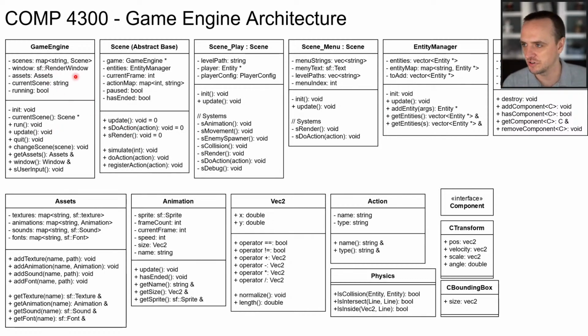We're going to have a game engine. We're going to have an abstract base scene class. We're going to have a gameplay scene, a menu scene, an entity manager, entities, assets, and animations. We have Vec2. We have actions. I'll get into the actions next time. And we're going to have a new way of loading components into entities and adding components that will be very, very interesting. I'll get into that in the next lecture.